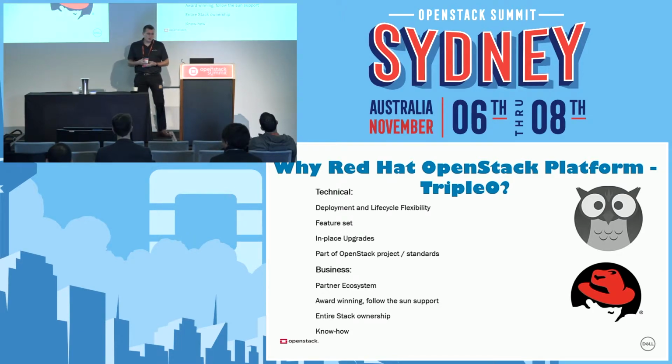And of course, TripleO is part of the bigger OpenStack project, right? From the business perspective, why would you care about picking TripleO? We have the best partner ecosystem there is. We partner with folks like Dell, SDN vendors, storage vendors, etc. So you have a variety of people that we can work with. And of course, the enterprise support. We own the entire stack, right?